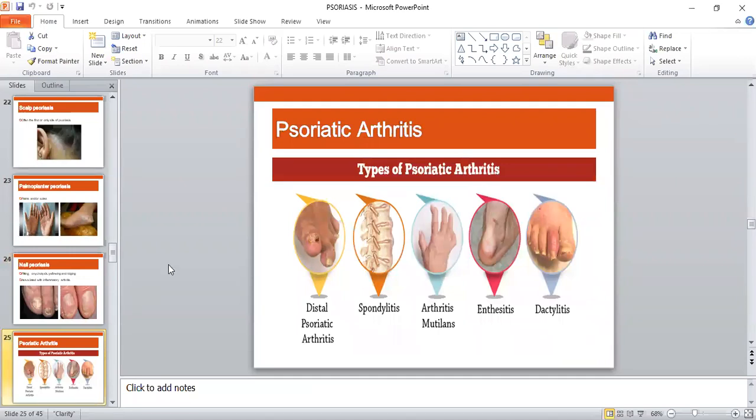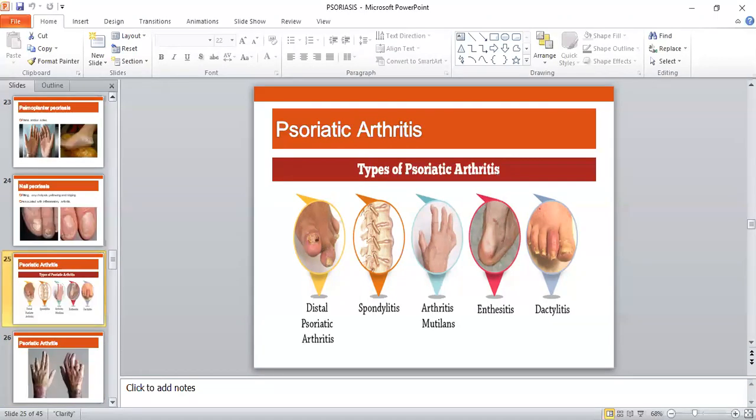There are types of psoriatic arthritis. Distal psoriatic arthritis, you see the distal fingers are involved, the distal joints. Spondylitis means the sacrum or vertebrae are involved. Arthritis mutilans means that the fingers are deformed by these deformities. Enthesitis means this ligament is swollen and inflamed. And dactylitis, you can see this presentation. Dactylitis is there, this middle finger is inflamed and erythematous.